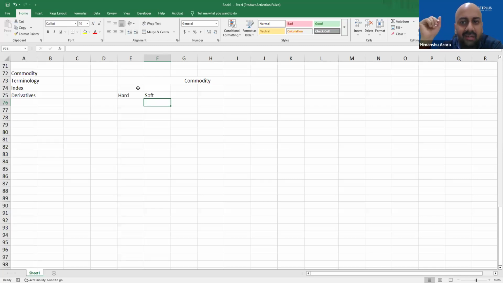Energy products are all hard commodities. Alloys, hard commodities. Ores, hard commodities. Minerals, hard commodities. Soft commodities may be all the agriculture products. Wheat, maize, barley. Neeraj has a point here.